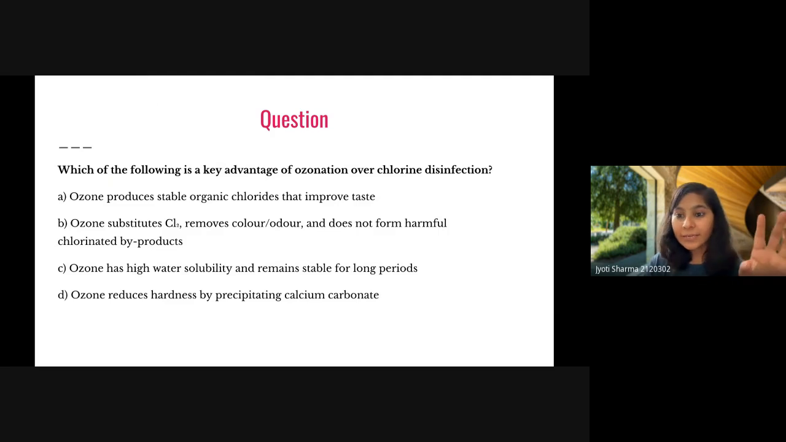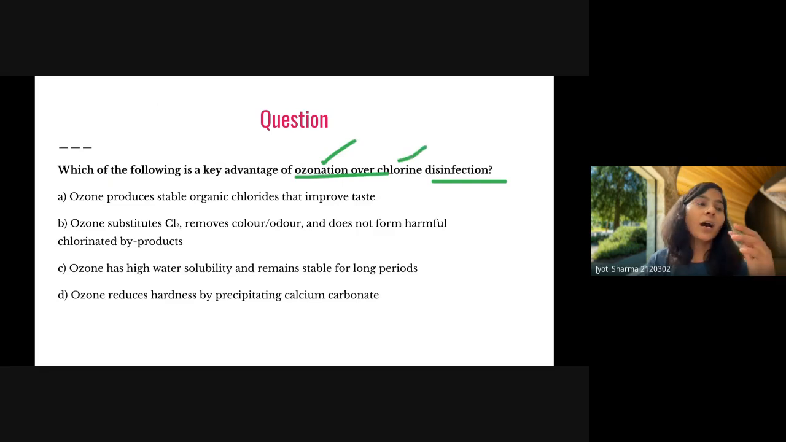Okay, so the next step to treat the surface water is disinfection. Disinfection can be done in various ways. One is ozonation and another is chlorine. If you have heard, before this RO and all, we used to treat our water with chlorine. So this is chlorine disinfection. And right now people are using an advanced technique, that is ozonation. So you have to tell me the advantage of ozonation over chlorine disinfection.